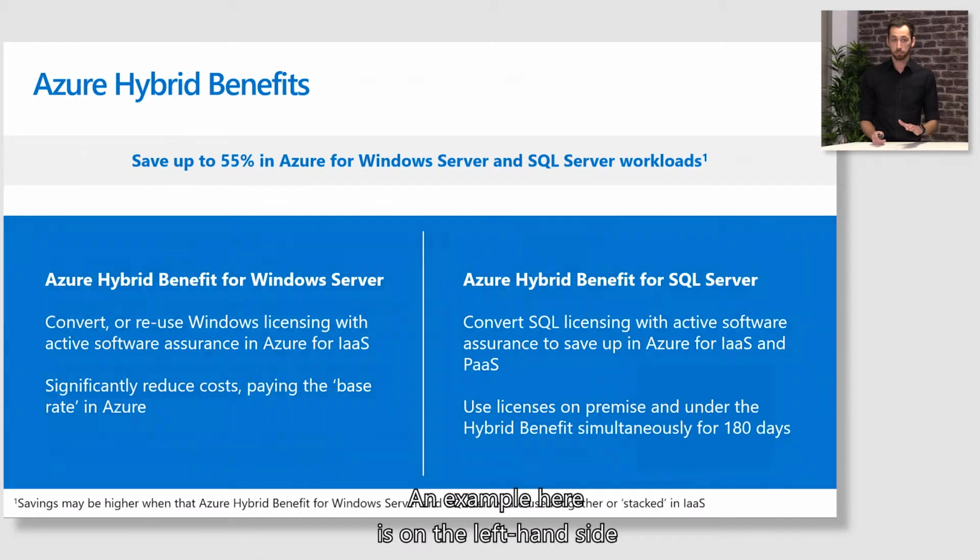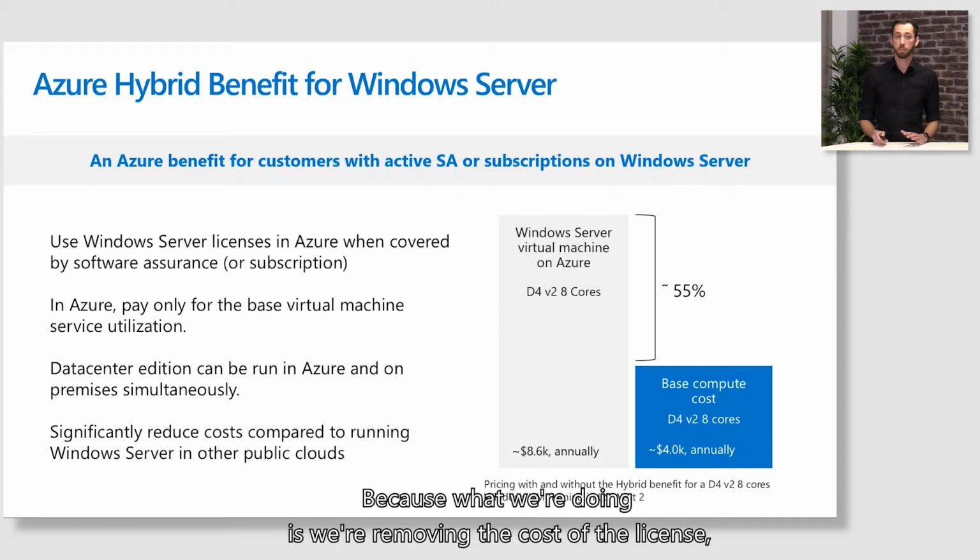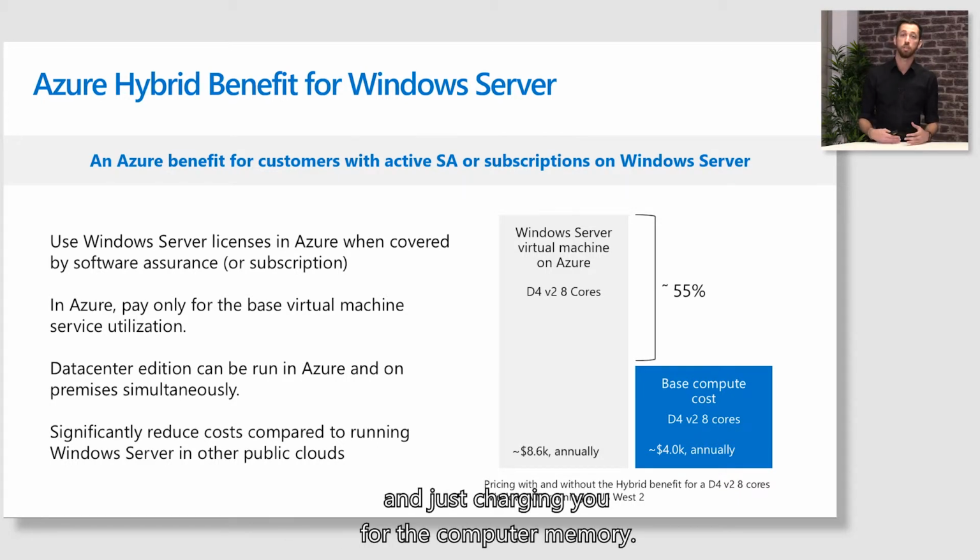An example here is, on the left-hand side, a Windows machine. We've taken a D series without the benefit applied, and on the right-hand side, applying it. This is the idea of getting the best value, because we're removing the cost of the license and just charging you for the compute and memory. So it's very similar to running a free license of Linux within Azure. Similar cost models there.